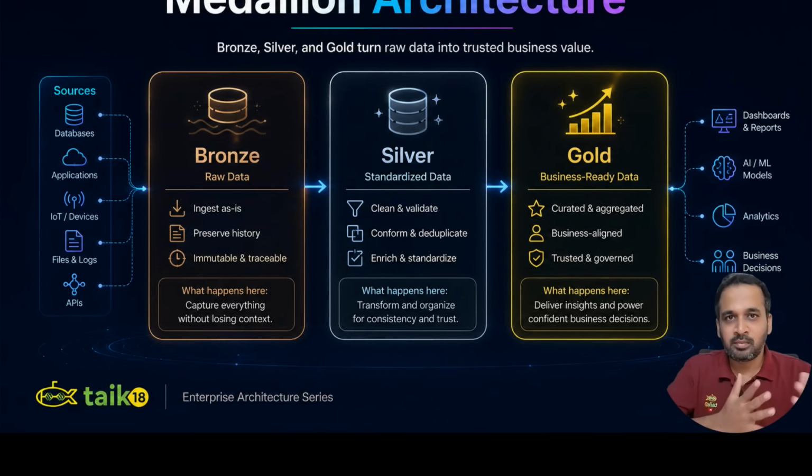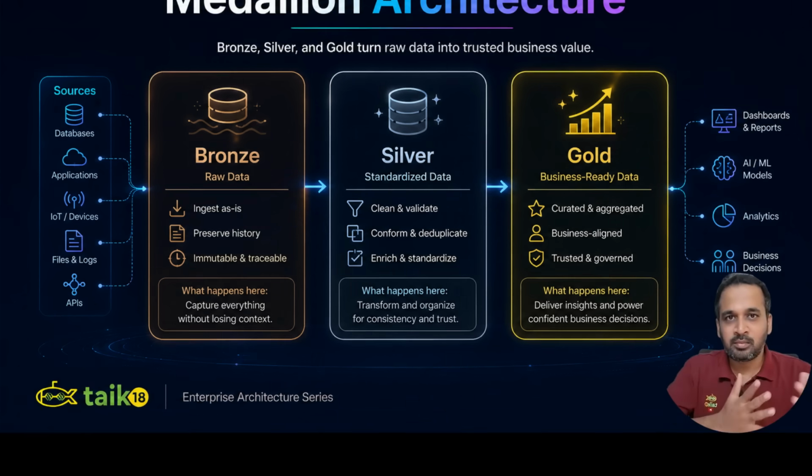Bronze is important for traceability. If something goes wrong later, we can go back and check what was received from the source. If a business rule changes, we can reprocess from bronze. If we need audit support, bronze helps preserve history. But bronze is usually not meant for direct business reporting. It may contain duplicates, technical names, raw formats, and source-specific structures. So bronze is valuable, but it is not business ready.